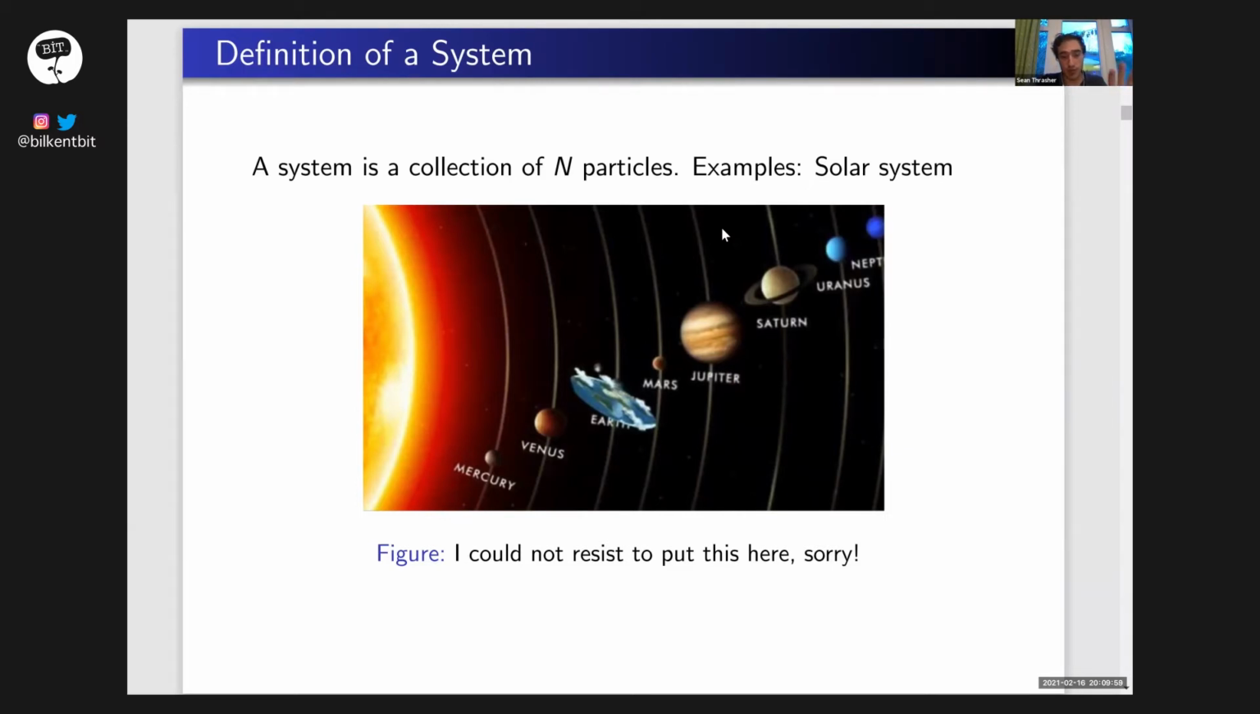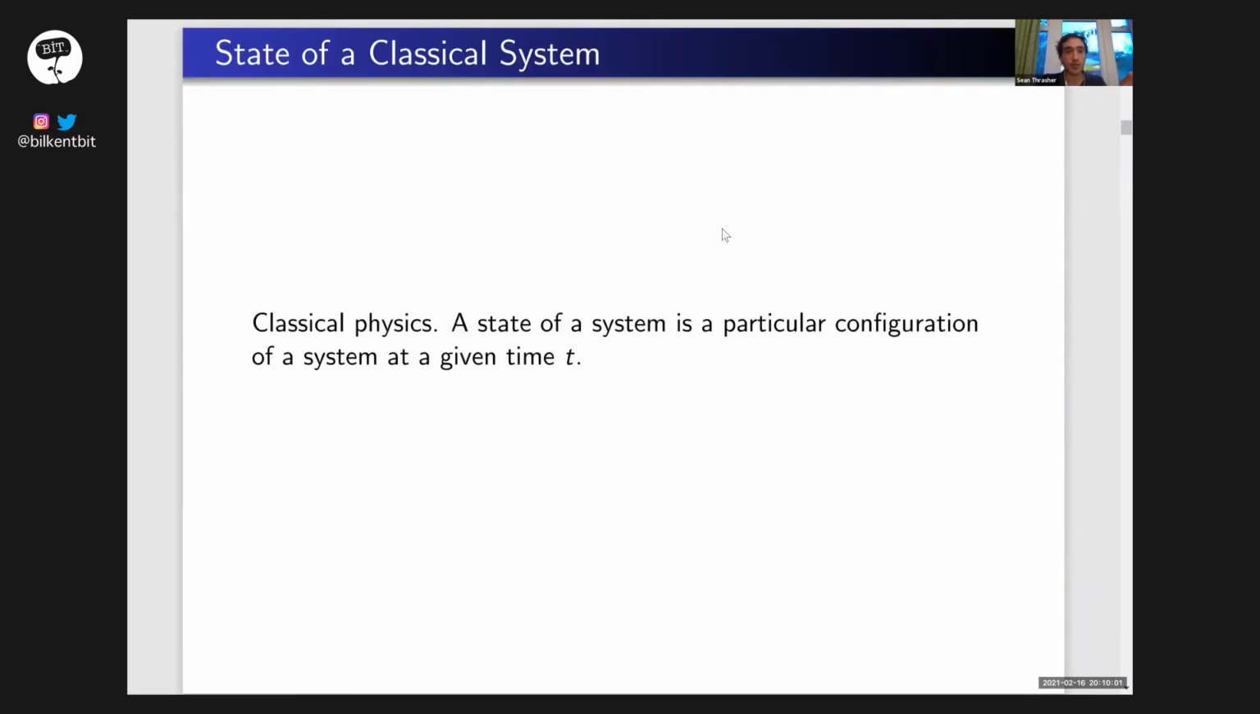So I'll introduce a more mathematical way, and then I'll pause if there are any questions. In classical physics, a state of a system is a particular configuration of a system at a given time t.